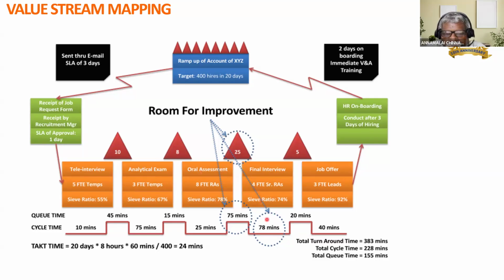So this is what we call the current state mapping. Whatever data we are collecting, we call it the current state mapping.